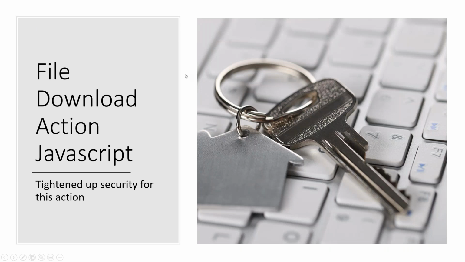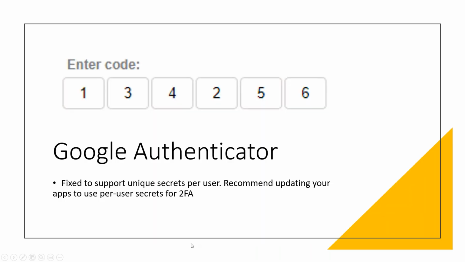The file download action JavaScript, we tightened up security on that. I'm not going to go into details of the vulnerability, but someone kindly pointed something out and we fixed that up. So that is now much more secure. And then also Google Authenticator now has an option to provide a unique secret per user. If you were using this, I would encourage you to update your app and turn that on and republish your app so that people can use a per user secret.